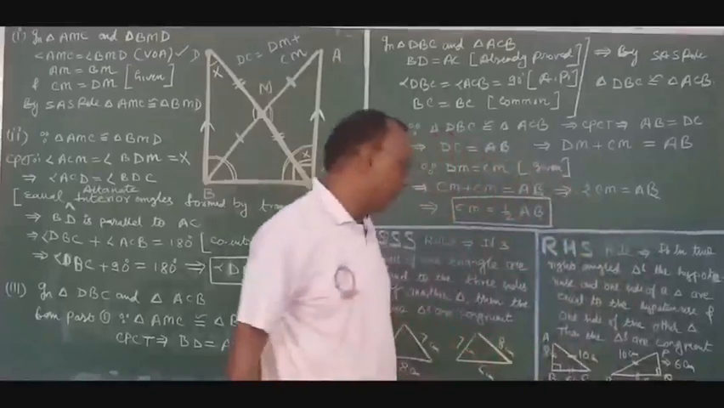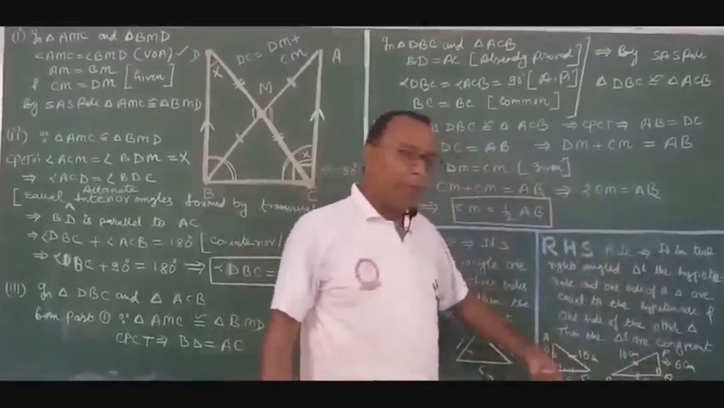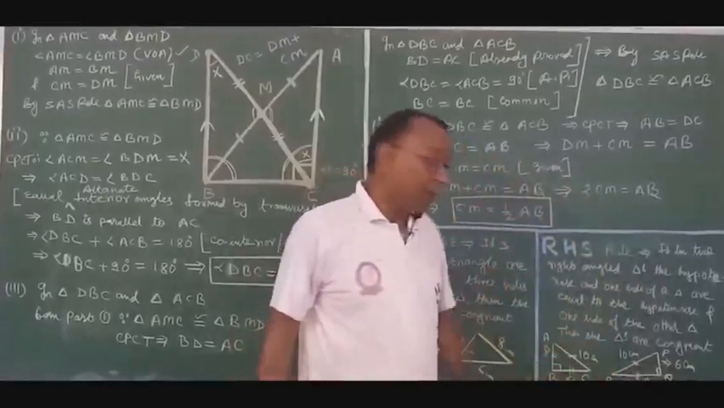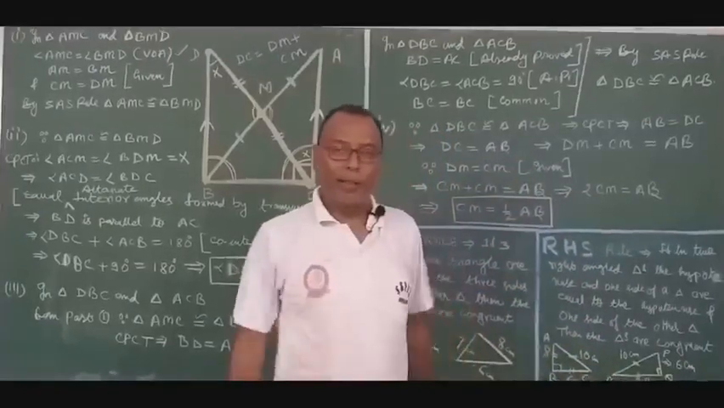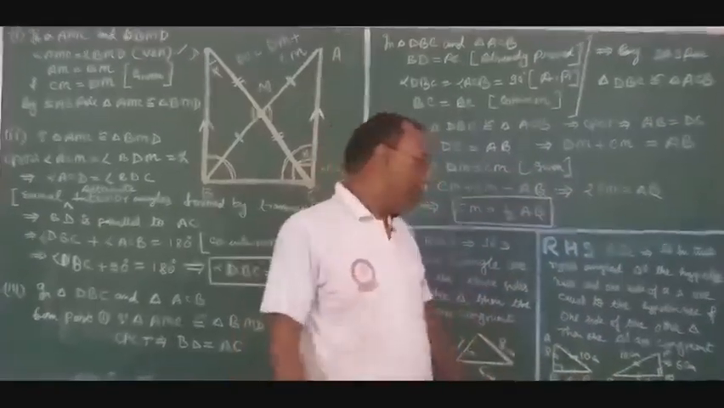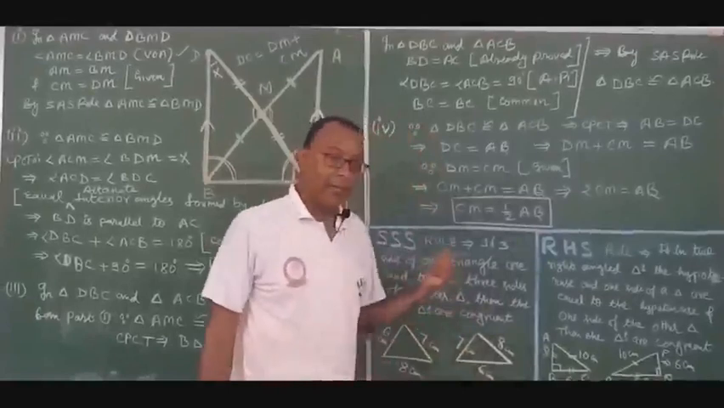So now what is there? Three sides of one triangle are equal to the three sides of another triangle. Again, this is equivalent to the SSS rule.